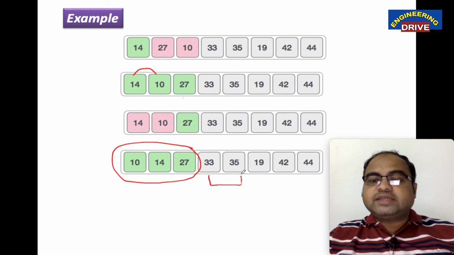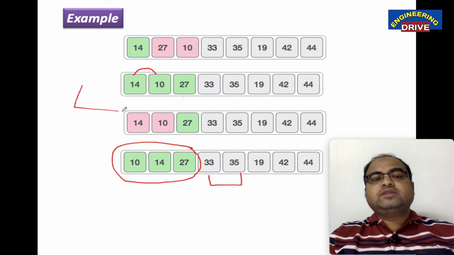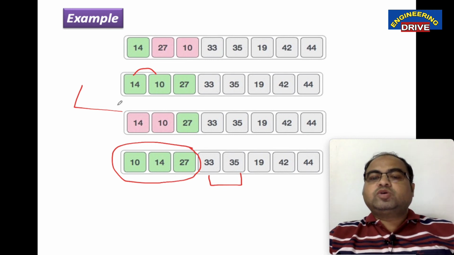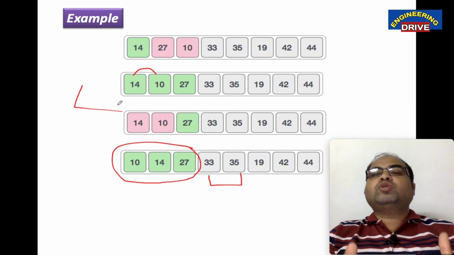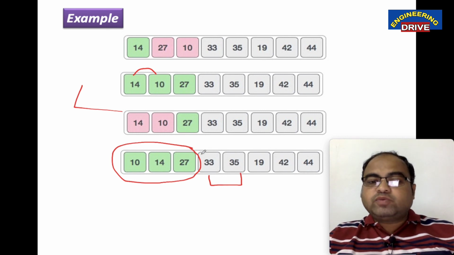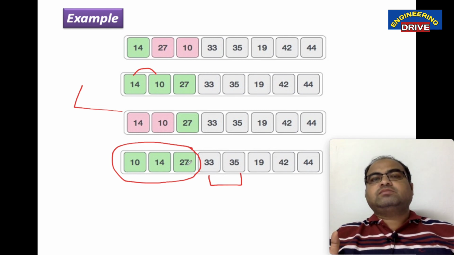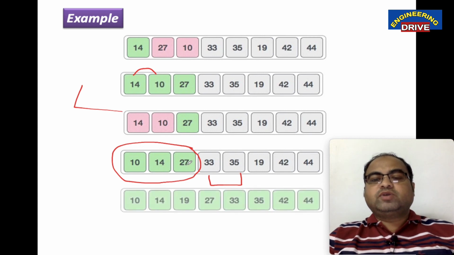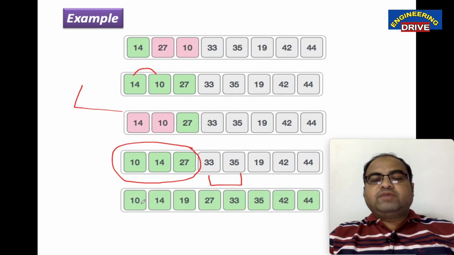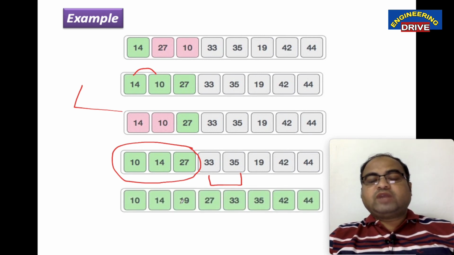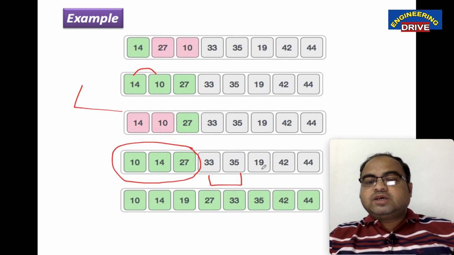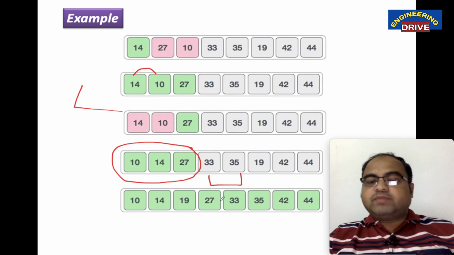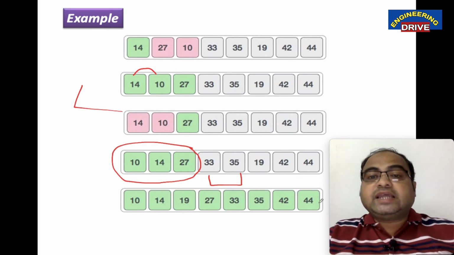Now I will compare 33 and 35 by using the less than operator. So 33 is less than 35. Yes, condition true. So no need to swap. So 33 also will come under this sublist. You can see here we got 10, 14, and 19 here. Why did we get 19 here? Because finally this is the next smaller number: 27, 33, 35, 42, 44. This is the final answer we will get.